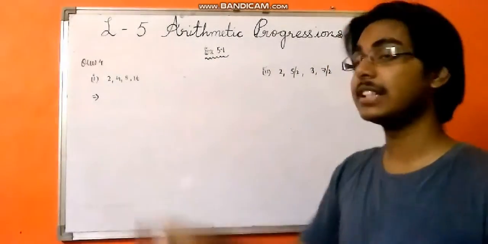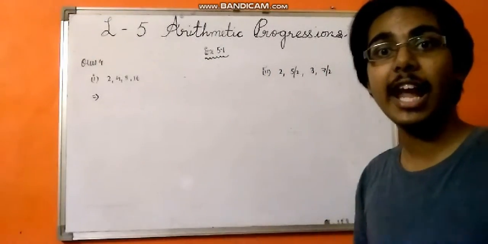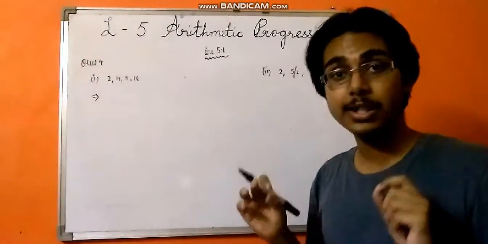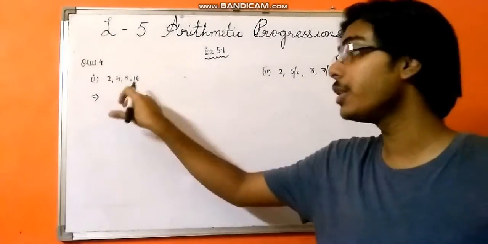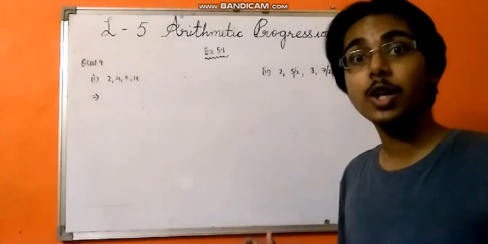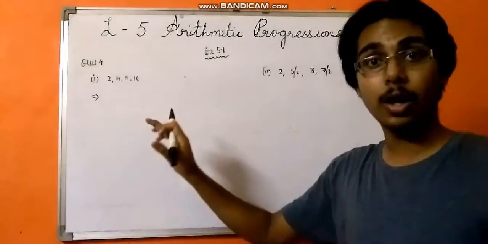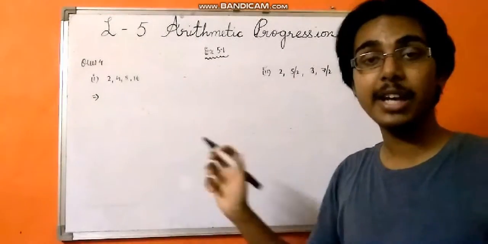2, 4, 8, 16. Now how do you find if it is an AP or not? See, for a series to be an AP, it is important that they have a common difference. That is, the difference between the terms should be common. So we'll find the common difference between two corresponding terms, and then we'll compare if it is the same or not.